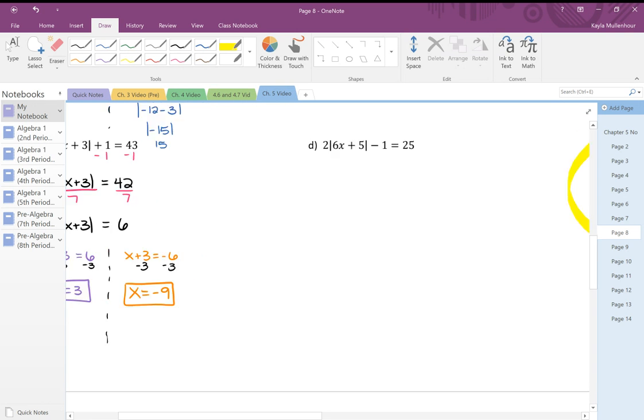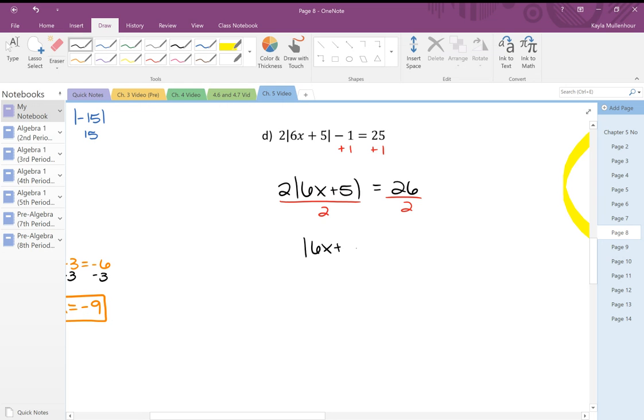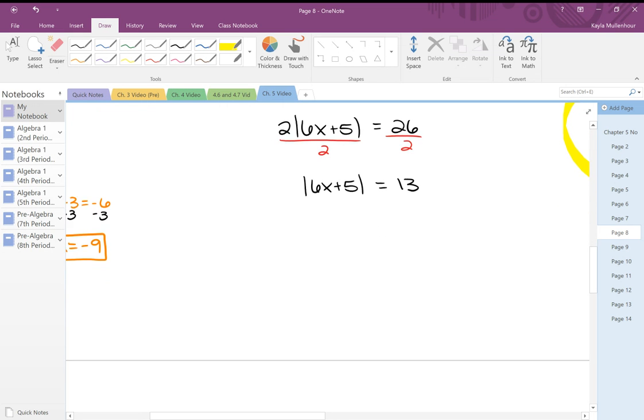So if we look at example D real quick, again, what you would want to do first is add 1 to both sides. So you get 2 times the absolute value of 6x plus 5 equals 26. And then you would need to divide both sides by 2 because, again, we're trying to isolate the brackets. So we get 6x plus 5 equals 13. Now we can split this up into our two separate equations. Okay, we have the 6x plus 5, that will give us a positive 13, and the 6x plus 5, that will give us the negative 13 inside the brackets. And now you can solve those two equations for x and get your two answers.